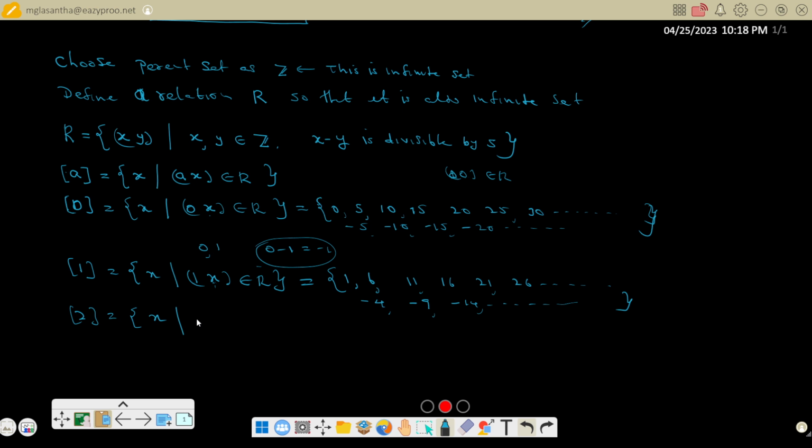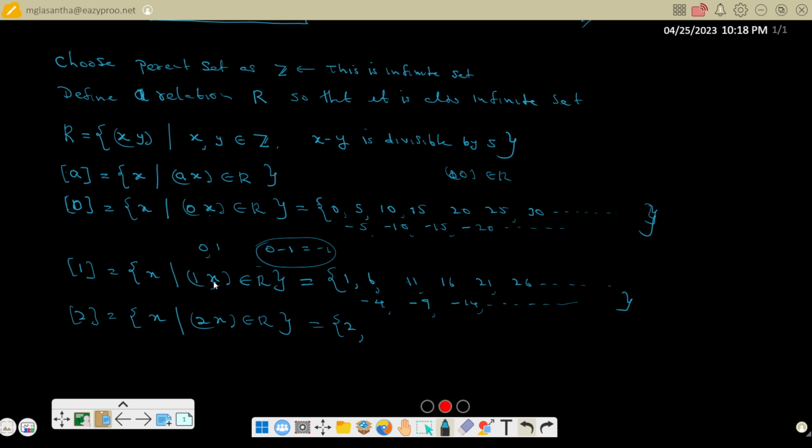2x belongs to R. So this includes... Sir, 1x belongs to R, sir. So in the place of x, that means you can put 6, you can put 11, right? You can put 16 here, right?